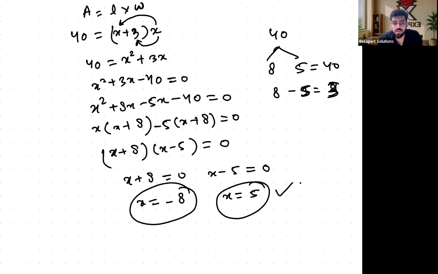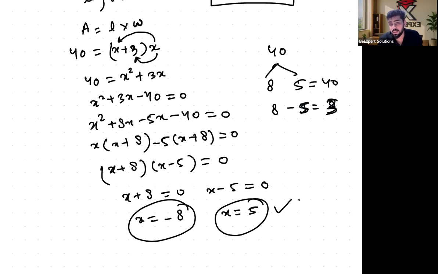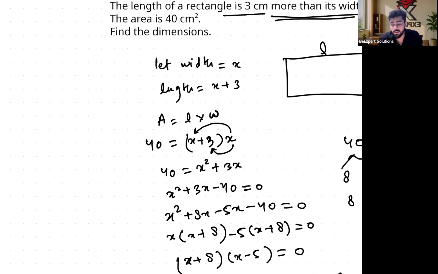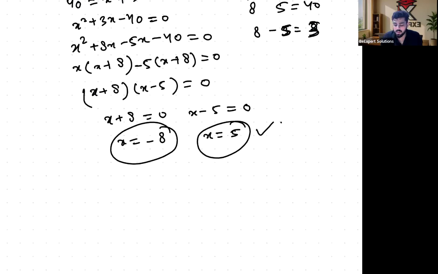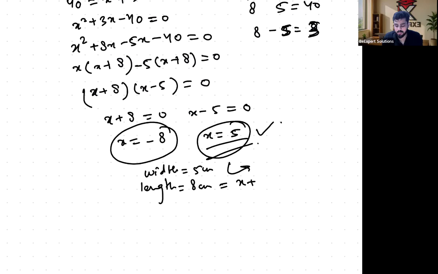When you get two of these values, you have your width as x equals 5, because we took width as x. So width becomes 5. And if you have to find the length, length is 5 plus 3, that is positive 8. So length is 8 centimeters, width is 5 centimeters. You take the positive value here and ignore the negative value. And how? Because length was x plus 3, right? So x plus 3 means 5 plus 3, and 5 plus 3 is 8. That's how you need to do it.